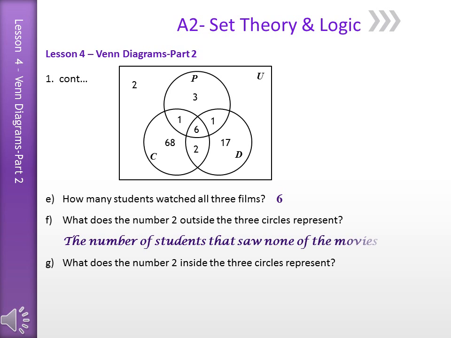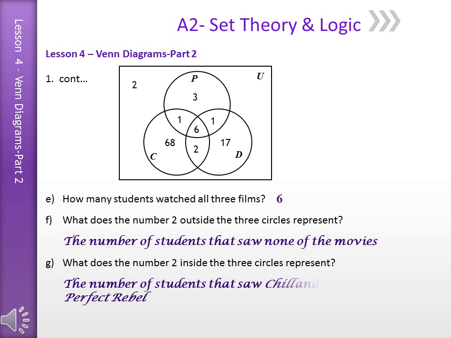For part G, what does the number 2 inside the 3 circles represent? So if you notice, that's in the area that overlaps set C and set D, but is not included in set P. So those 2 students would have seen Chill and Dazed, but did not see Perfect Rebel.